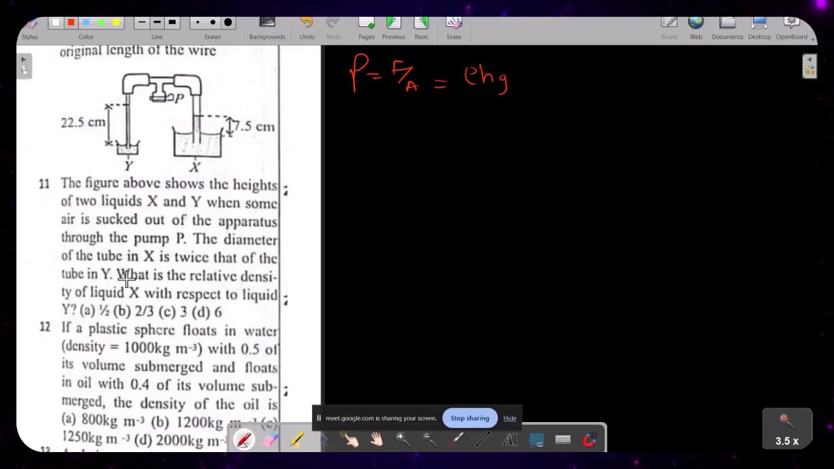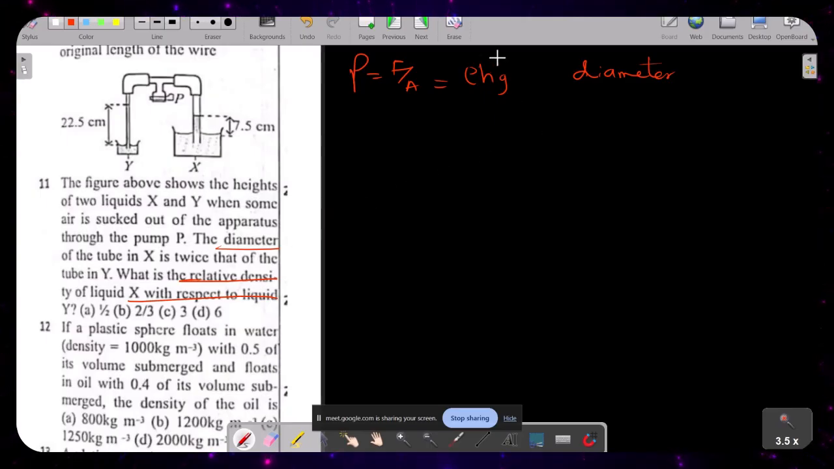Remember, they say diameter. If you are given questions like this, don't panic. The first thing you need to do is read, try to understand, and know what to do next. If you hear the word diameter, you need to know where it belongs. The diameter of tube X is twice that of Y. What is the relative density of liquid X to that of Y?